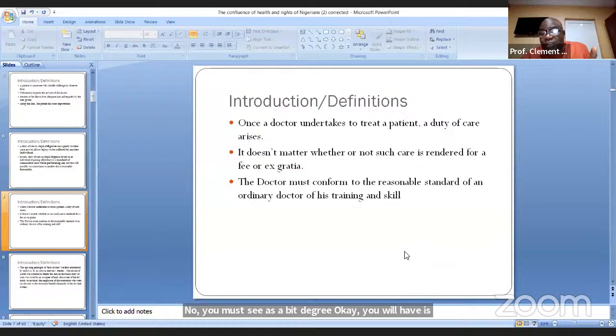It's very important we look at that. So don't think that, oh, because the patient is not paying me, you become careless in your attitude. You must treat the patient with that same care you would give whether you are paid or not.